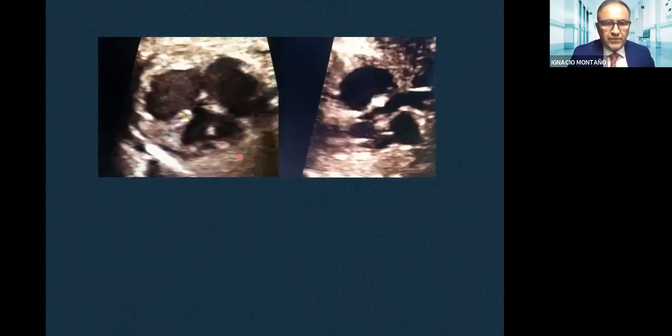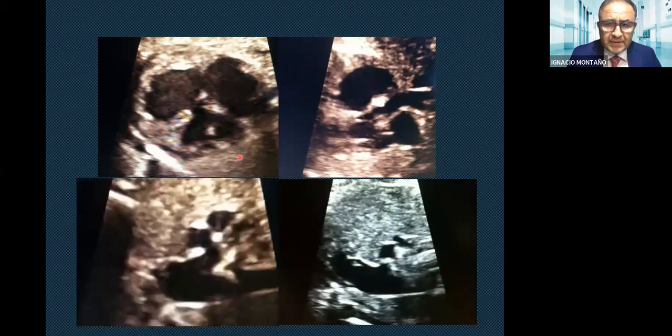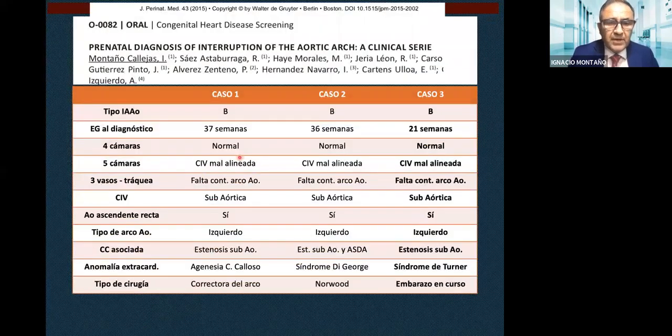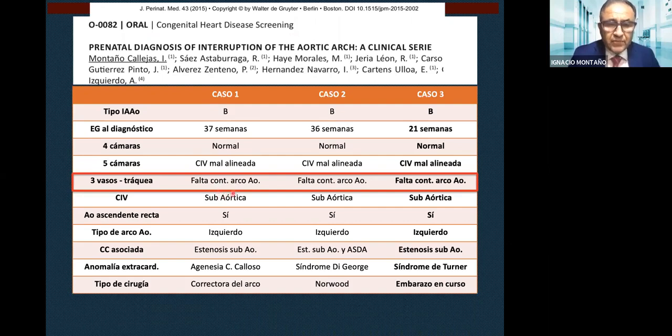When we evaluate the lower views, we are going to see a subaortic VSD and an ascending aorta with a more vertical course. In 2015, we published a clinical series of 3 cases of type B interrupted aortic arch. And the view that indicated we were facing an interruption of the aortic arch was the 3-vessel trachea view, where there was a lack of continuity of the transverse aortic arch.